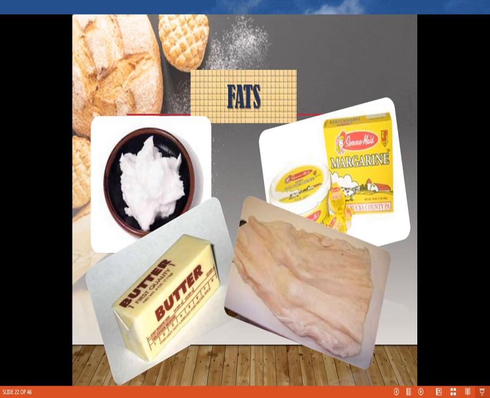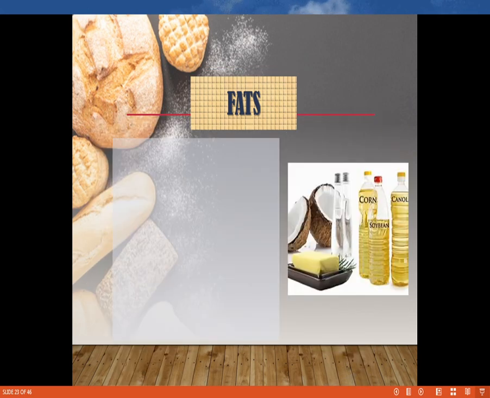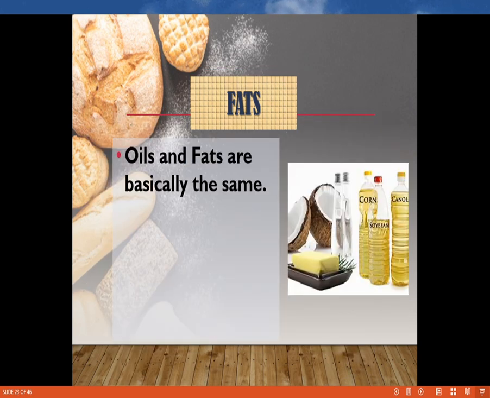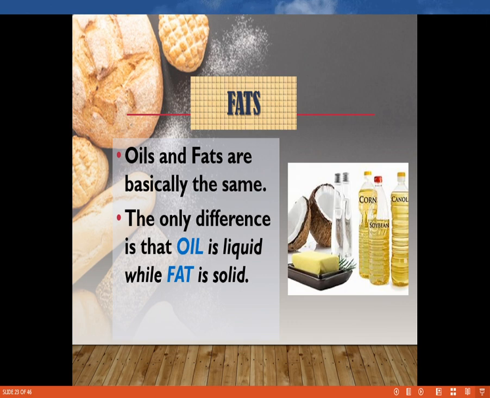Fats. What is the difference between fats and oil? Oil and fats are basically the same. The only difference is that oil is liquid while fat is solid. Oils usually come from vegetables. On the other hand, fats usually come from either animal or vegetable sources.